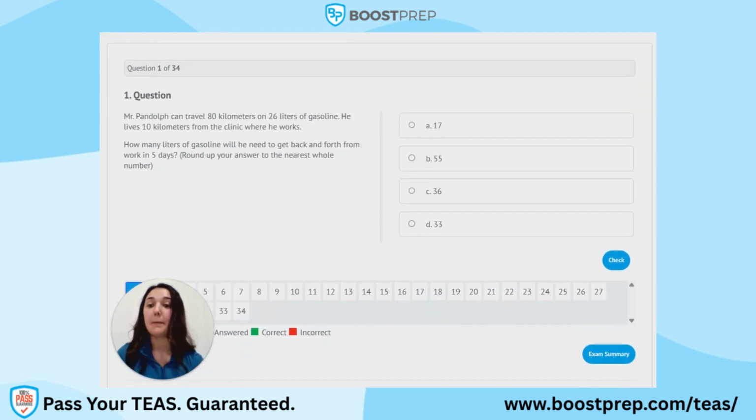Question 1. Mr. Pandoff can travel 80 kilometers on 26 liters of gasoline. He lives 10 kilometers from the clinic where he works. How many liters of gasoline will he need to get back and forth from work in 5 days? Round up your answer to the nearest whole number. A, 17, B, 55, C, 36, D, 33.